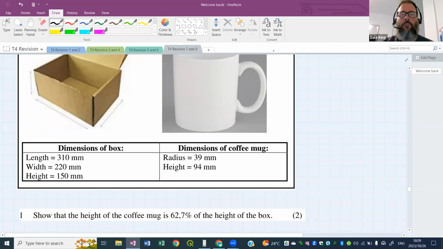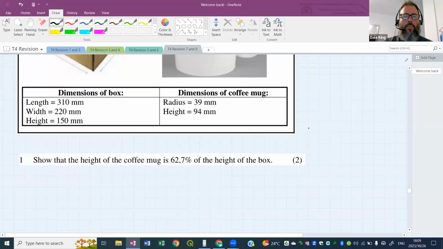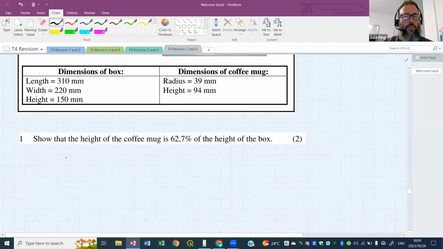How do we do this one? So I would say 94 millimeters divided by 150 times 100. Absolutely. 94 millimeters. And the answer is going to be 62.66, but we're going to round it off. So it's going to be 62.7. All right. Excellent. Thank you for that. Perfect.